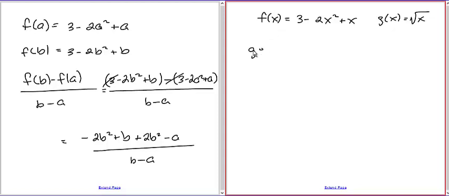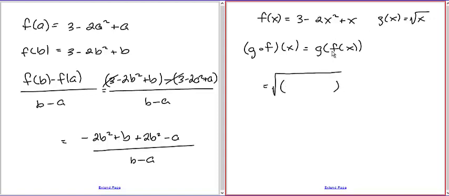Here we've got g of f of x. This is the algebraic one. So we take the g function and we have the square root of x, but for x, we stick in f of x. And that's really all you can do at that point. You can't really simplify anything. 3 minus 2x squared plus x. I just removed the parentheses. So that's g of f of x.